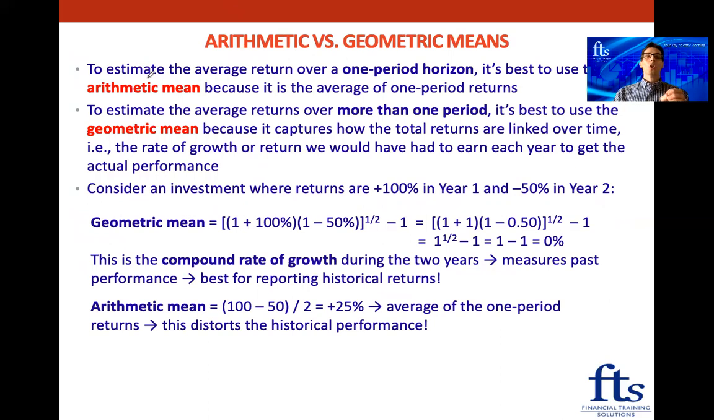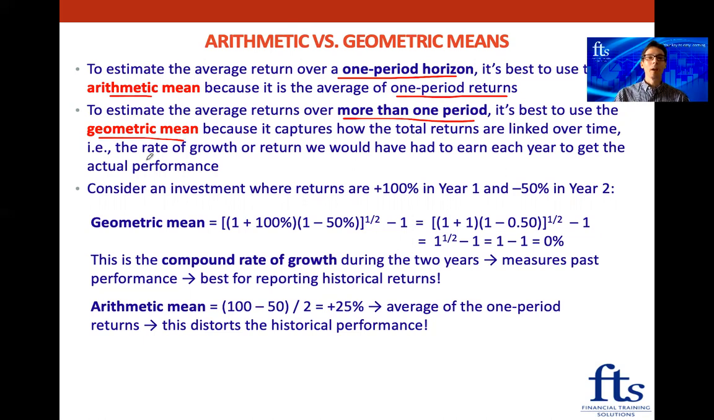So to estimate the average return over a 1-period horizon, it's best that we use the arithmetic mean, because the arithmetic mean, like we've just been through a few minutes ago, is the average of the 1-period returns. But to estimate the average return over more than 1 period, it's best that we use the geometric mean, because this geometric mean captures how the total returns are linked over time.